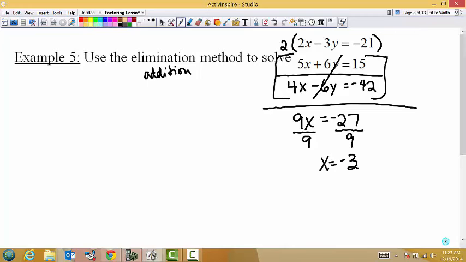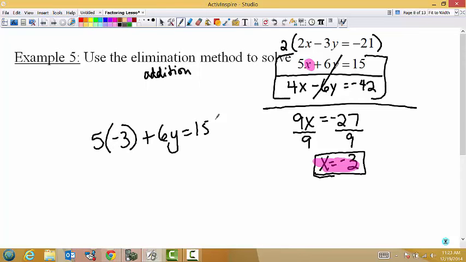Now, once you've solved for one of the variables, you can stick it back into either one of your first equations where the x is. I like this one better because it doesn't have negatives. So I do, I'm writing with a highlighter, I do 5 times x, but x is negative 3, plus 6y equals 15, and then I solve for y.